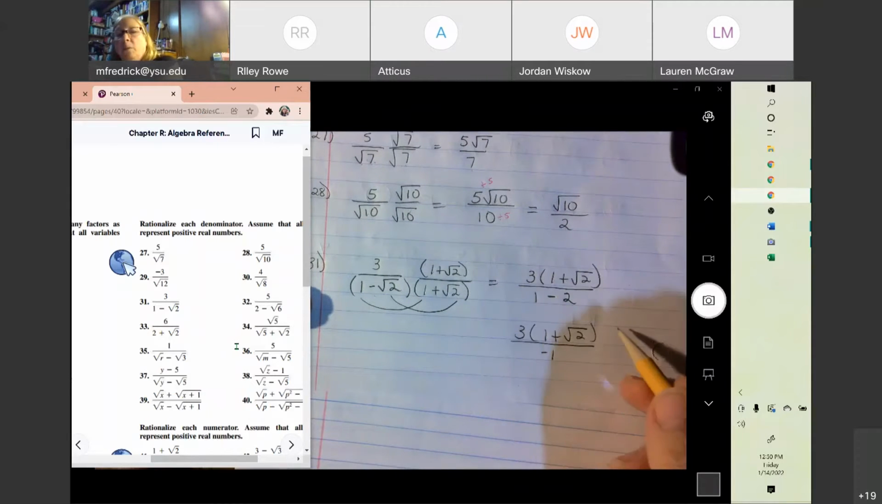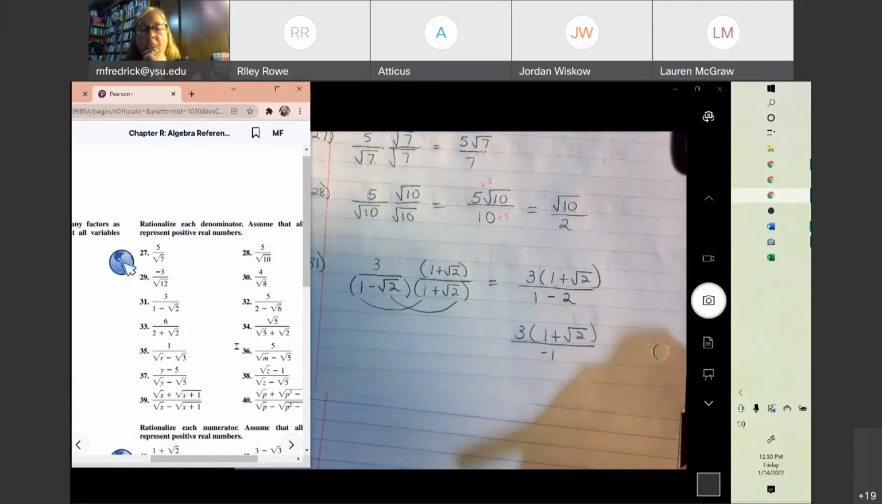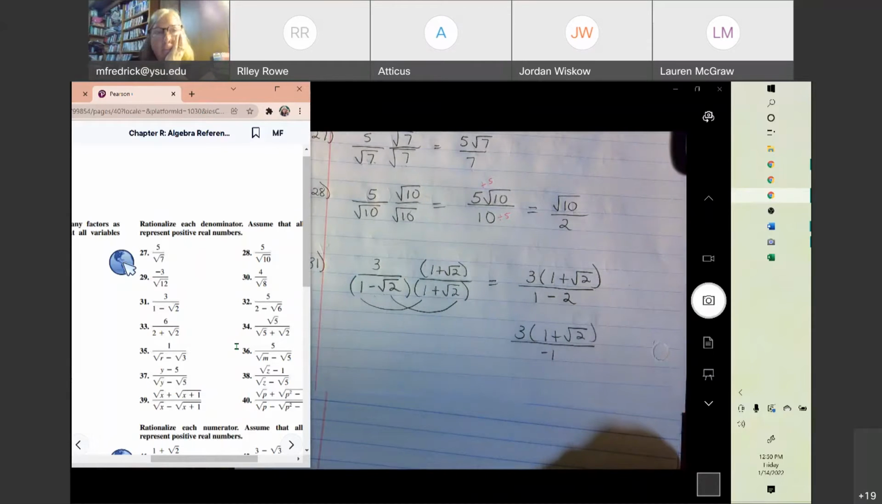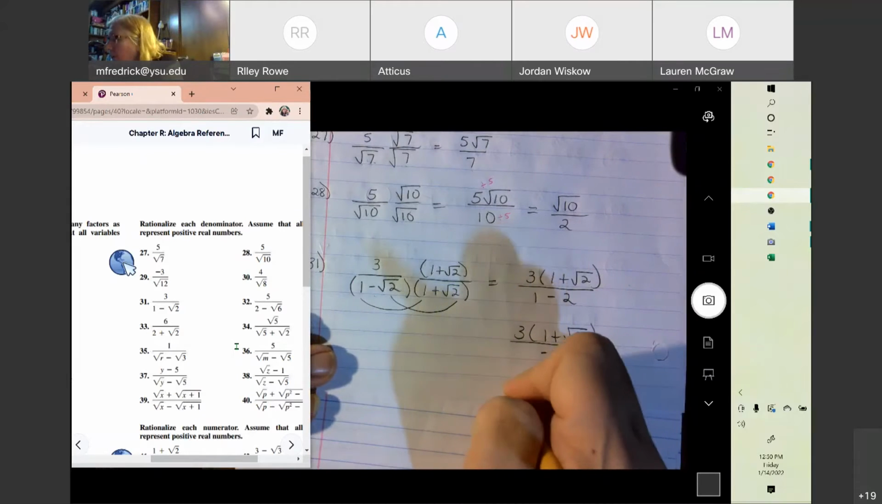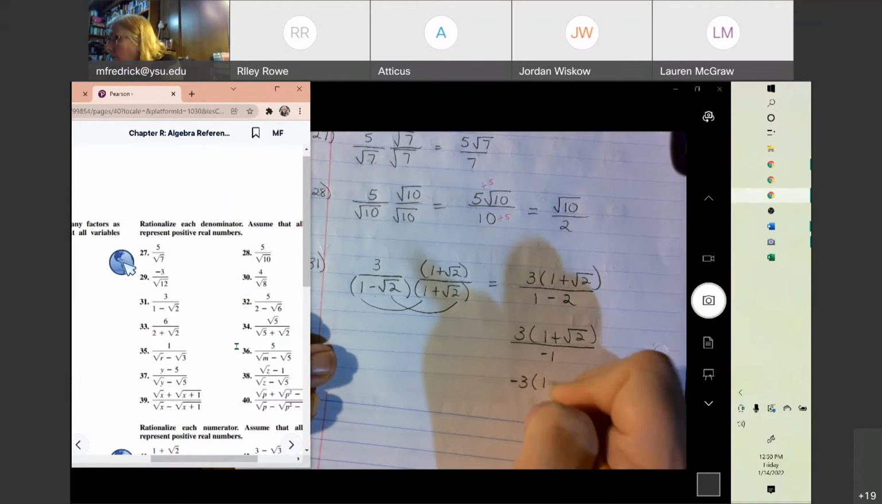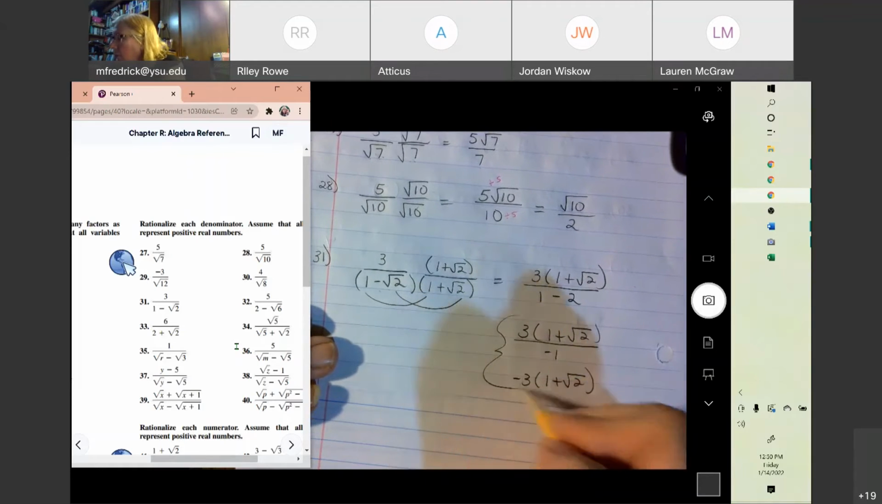Now, this wouldn't be wrong to leave it like this. And then 3 divided by negative 1 is a negative 3. But either one of these would be correct.